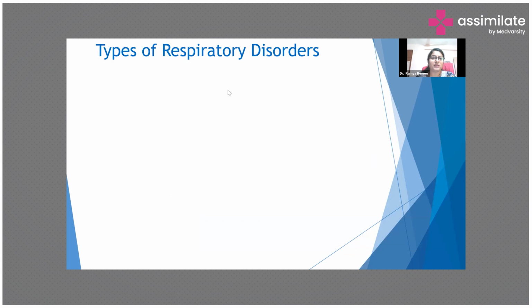So going to the next slide, let's look at the types of respiratory disorders. Any idea what the 2 types of respiratory disorders are?